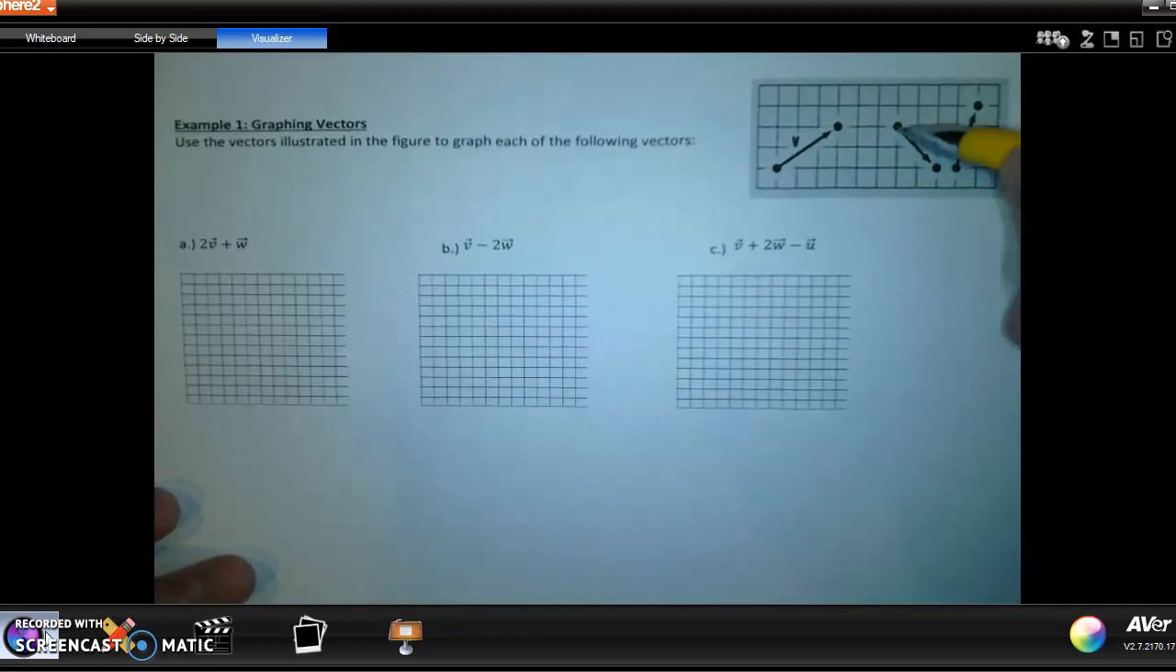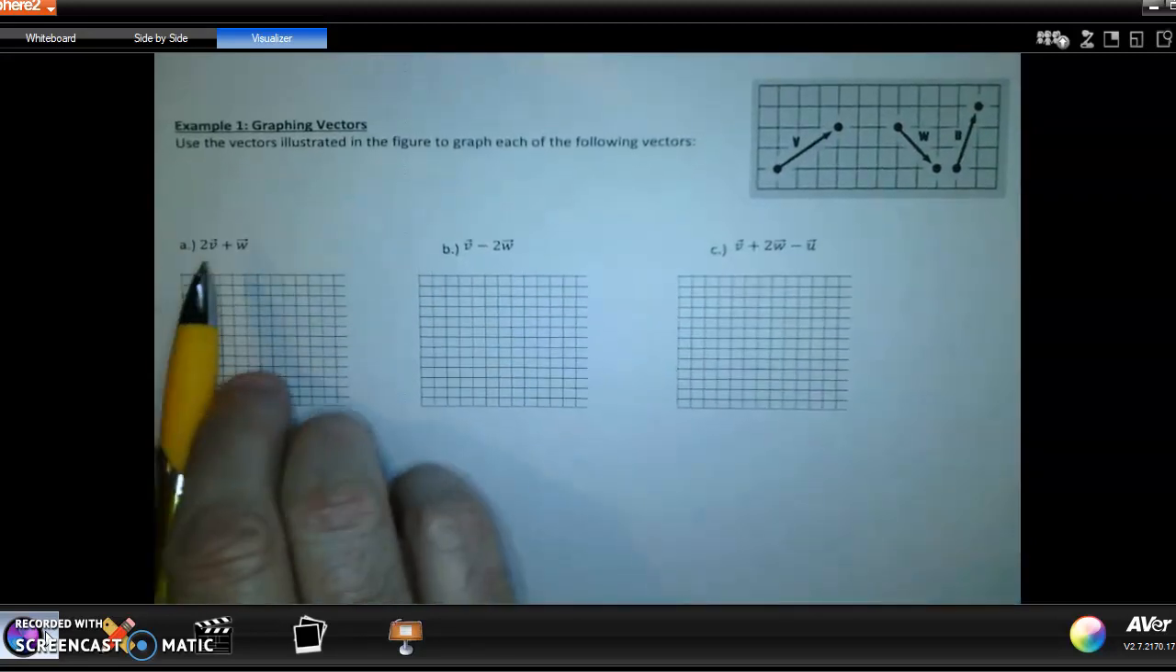Vector w is going down and to the right. It goes down 2 and it goes over 2. And then this is vector u. It goes up and to the right. So it goes over 1, it goes up 1, 2, 3, and that's kind of the direction that vector u is going.